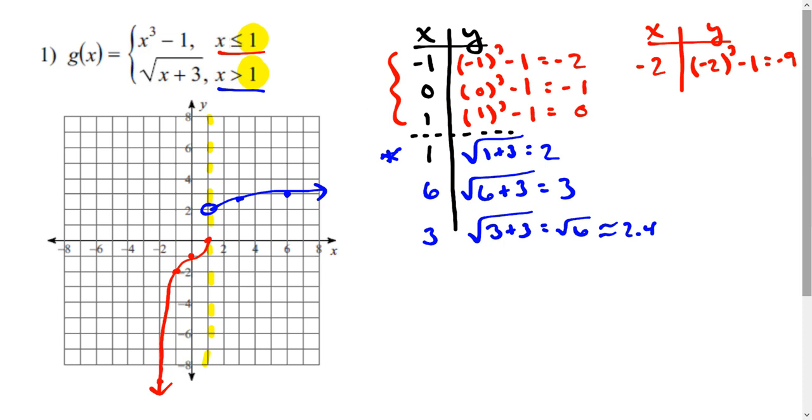Now, in terms of finding any points of discontinuity, what do we have there? We've got ourselves a jump. So is it continuous? No. Where does it have its point of discontinuity? The point of discontinuity would be where x equals 1.